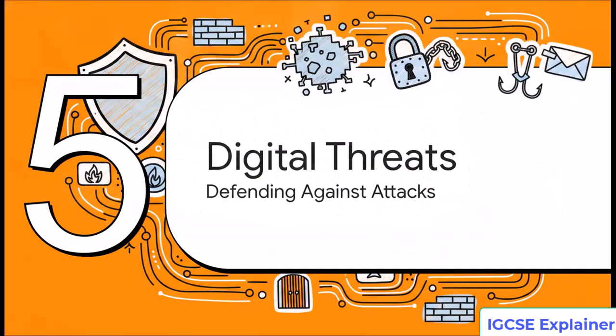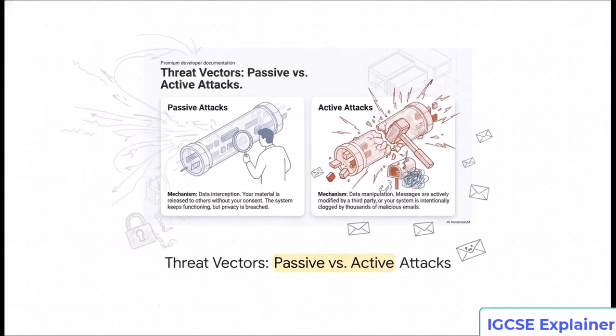Now brace for impact as we jump into Section 5, Defending Against Digital Threats. The email ecosystem is populated with very real security threats, and they're primarily split into two vectors. First, we have passive attacks. This is essentially data interception, where your material is secretly released to others without your consent. Your system keeps functioning normally, but your privacy is completely breached. Then we have active attacks, and these are much more destructive. This is data manipulation, where messages are actively modified by a third party, or your system is intentionally clogged by thousands of malicious emails.